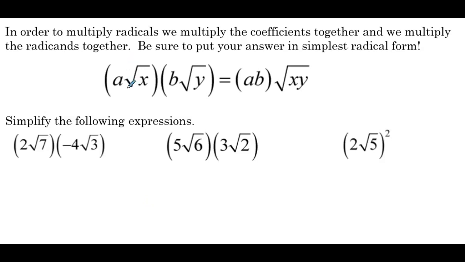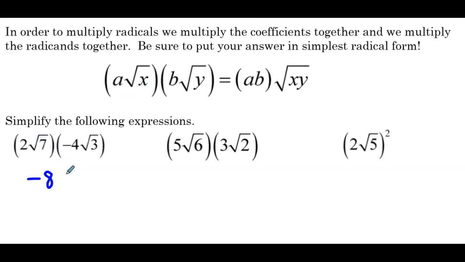Okay, so we can see here, a times the square root of x times b times the square root of y equals a times b, the product of the coefficients, times the square root of x times y, the product of the radicands. So simplify the following expressions. So 2 times the square root of 7 times negative 4 times the square root of 3. Multiplying the coefficients, we have negative 8. Let's fix that so it looks a little bit nicer.